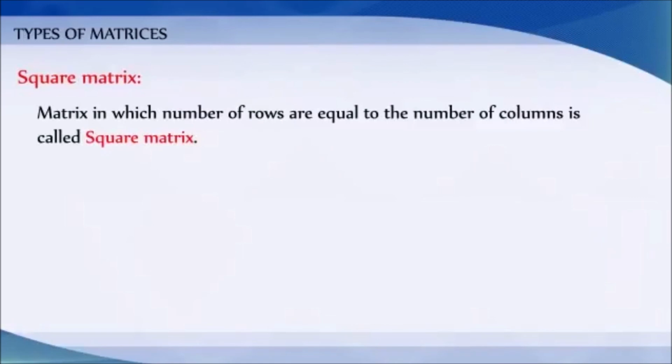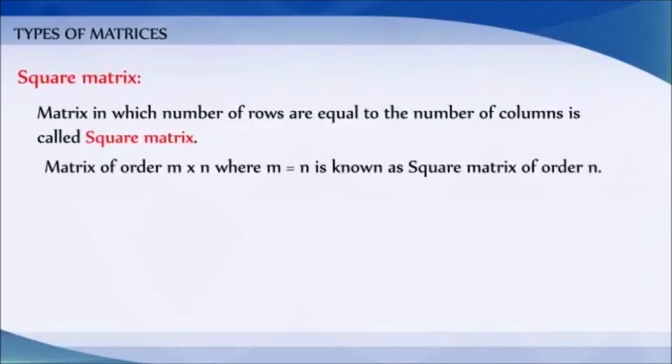Square matrix. A matrix in which the number of rows is equal to the number of columns is said to be a square matrix. Thus, an m by n matrix is said to be a square matrix if m is equal to n, and it is known as a square matrix of order n.